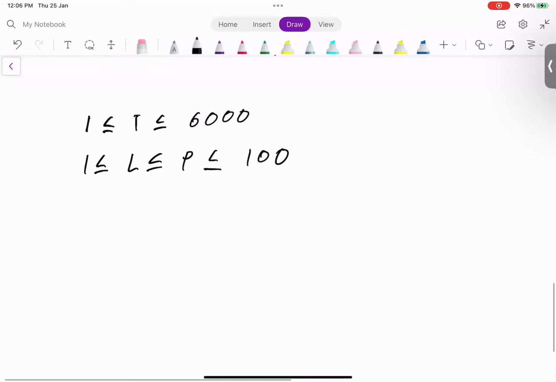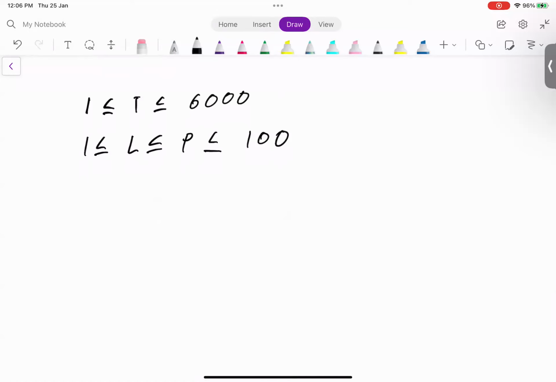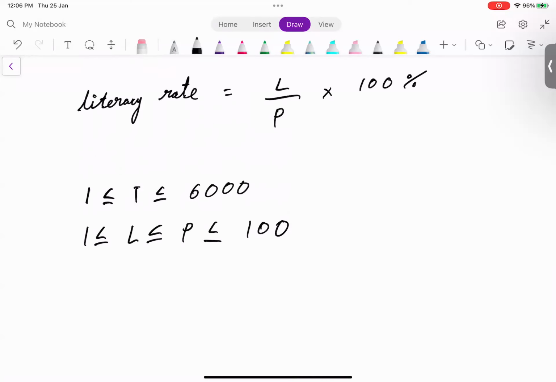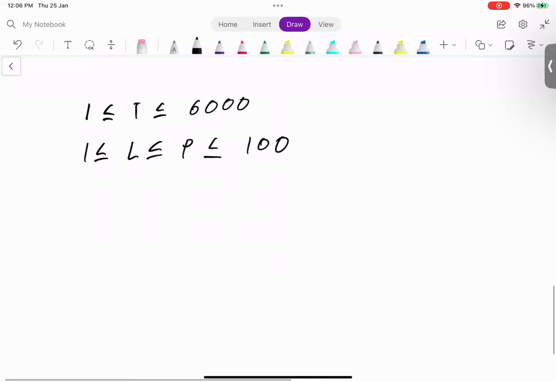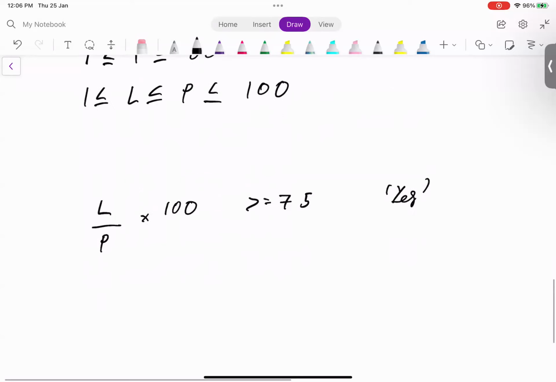To solve this problem, it is really simple. How to calculate the literacy rate is already mentioned. We can just substitute our L and P values here, as L and P are given in the input. So we can calculate the literacy rate L by P into 100 and check if this is greater than or equal to 75. If it is, then we need to output a yes, else a no.